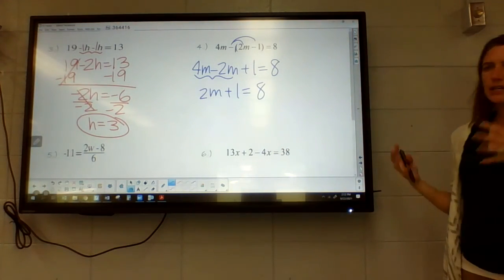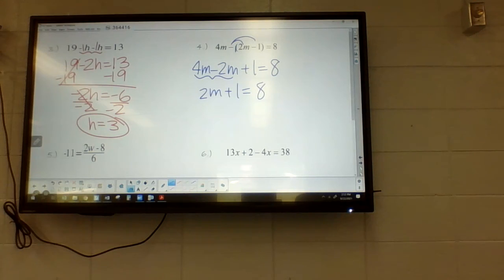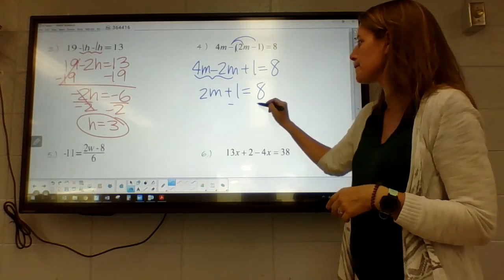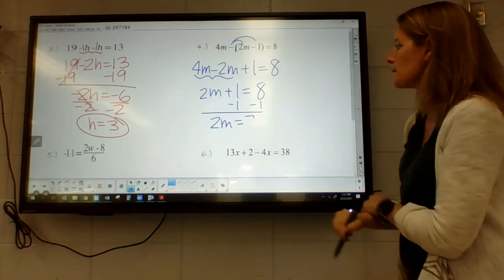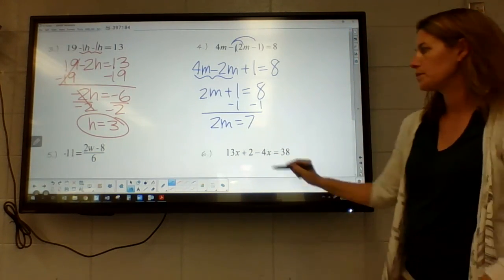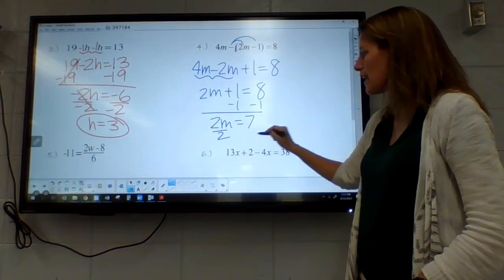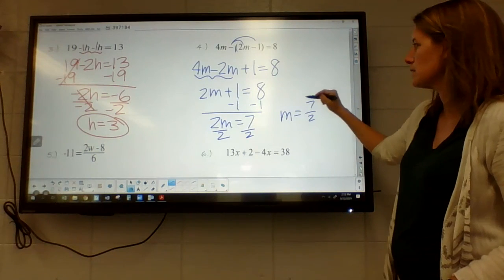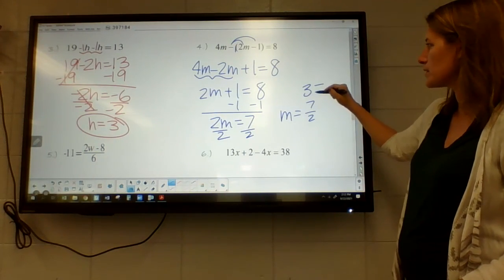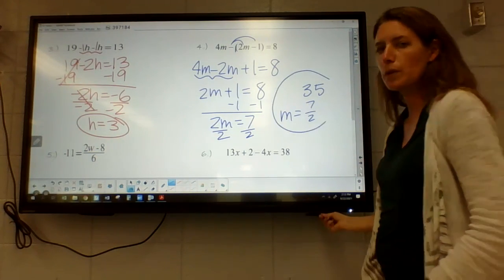So I put those 2 together because they're like terms, so they're combined on the same side. Now I'm going to move that 1 away. And then I'll end up dividing by 2. So I can get 7 halves, 3 1/2, or 3.5, however you want to write this. I don't really have a preference on which way.